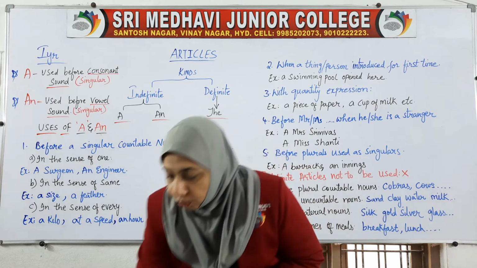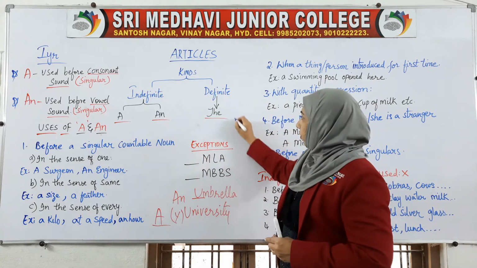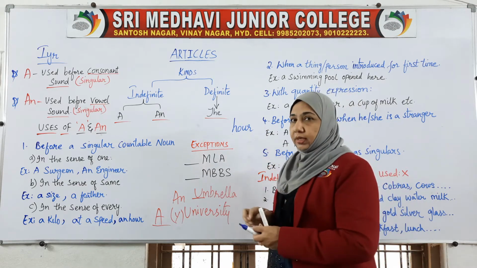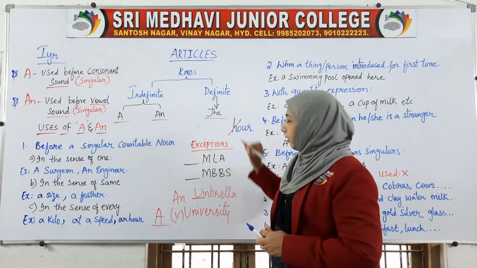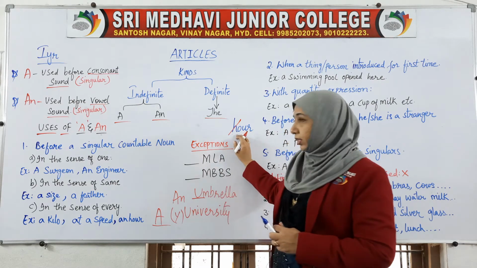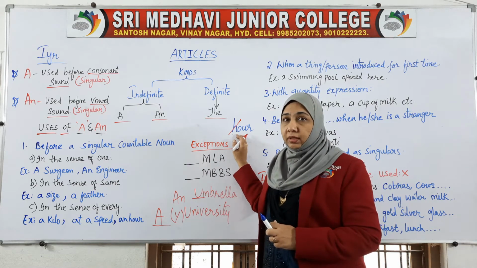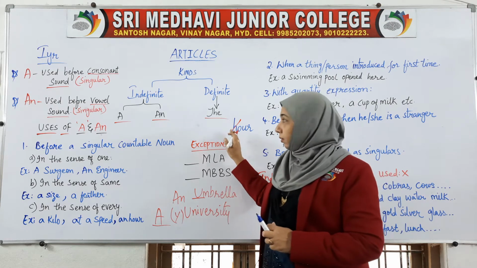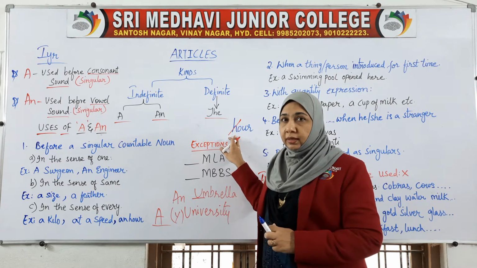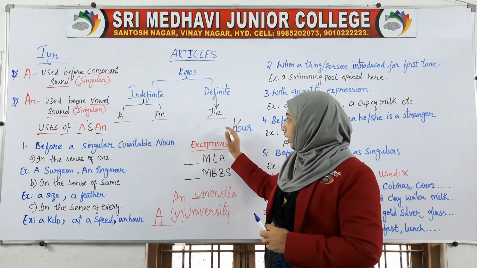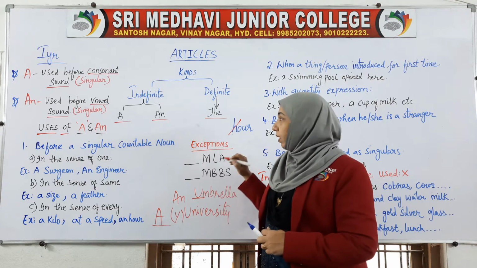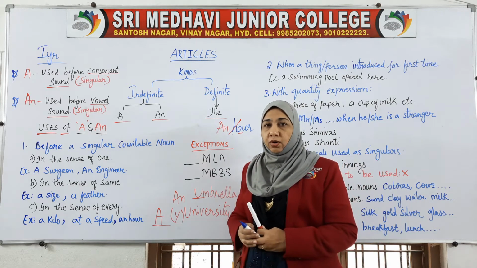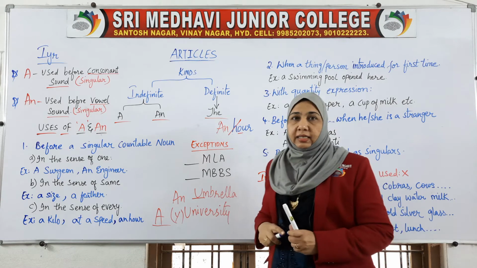Moreover, we have used many times this example, hour. How do we pronounce this word? The H is totally silent here. Because H is written here, never pronounce it with the ha sound. You are not getting the sound of ha here, you are getting only our. So we have to take an, because again the sound we are getting at the start of the word is a vowel sound.